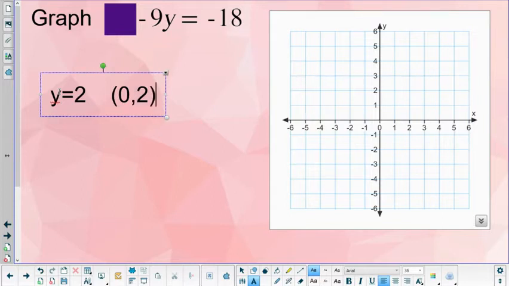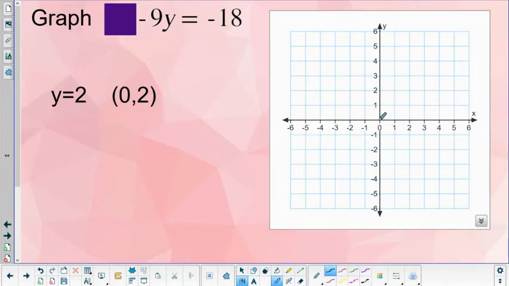Okay, because my x value was 0, my y value is 2. And I can go ahead and put that on the graph. 0, 2 means I go left and right 0, but I go up 2.